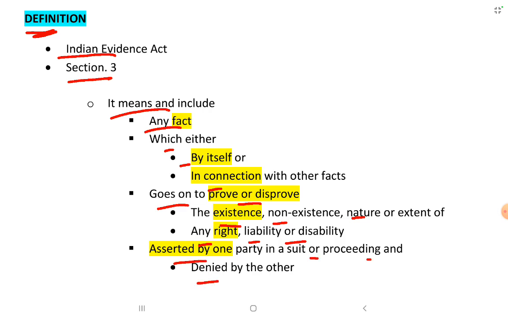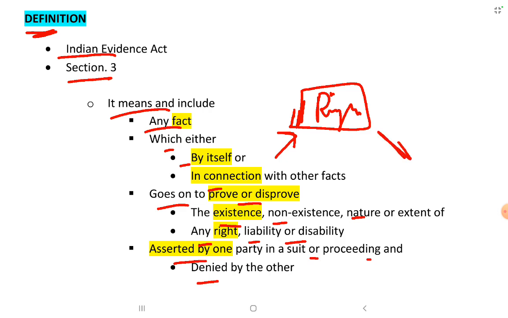In simple words, suppose a party asserts a right in a property. A party says, this is my property. Another party denies this. He says, it's my property. So the fact in issue is whose property this is. If the fact in issue is decided, it will prove or disprove whether this property belongs to this person or this person.